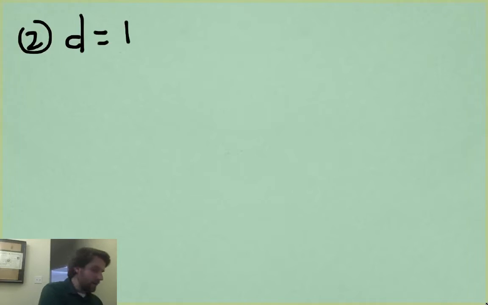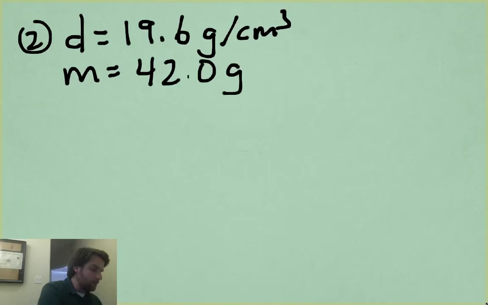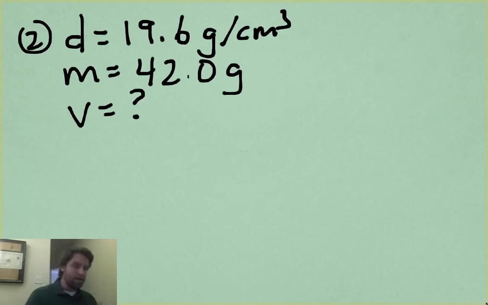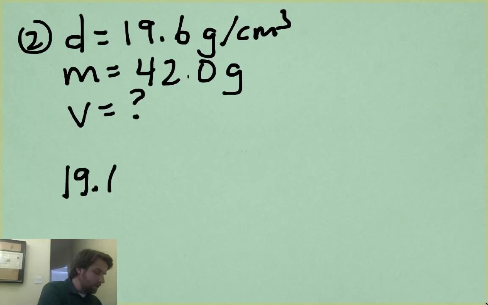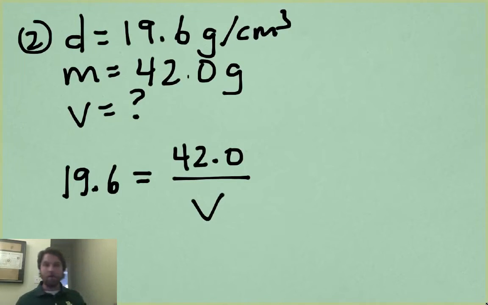So let's suppose in our next problem that we are given the density of a substance is 19.6 grams per cubic centimeter. And we are also given a mass of 42 grams, 42.0 grams to be exact. And we want to know, well, what's the volume of that in cubic centimeters? Well, it's very simple. You just set up your equation just like you did before. Density, D, is 19.6 equals mass, which is 42.0, divided by volume. We don't have volume. That's still a variable here. So how do you solve for V?